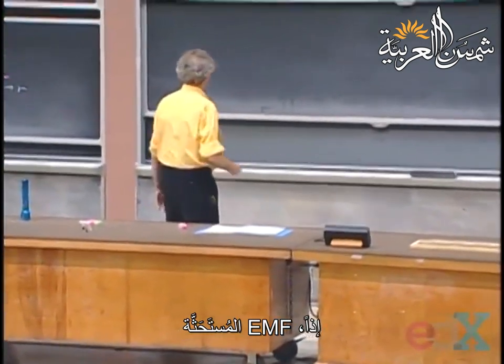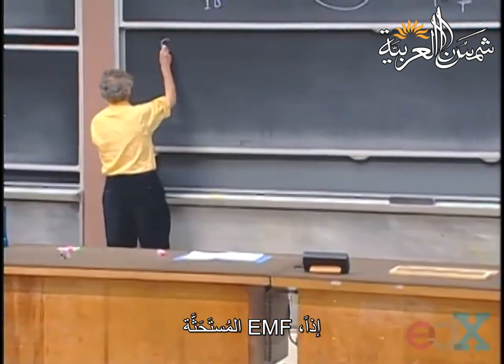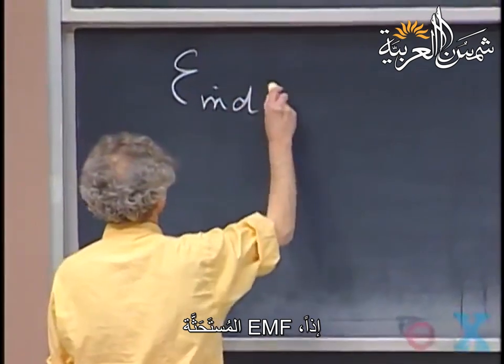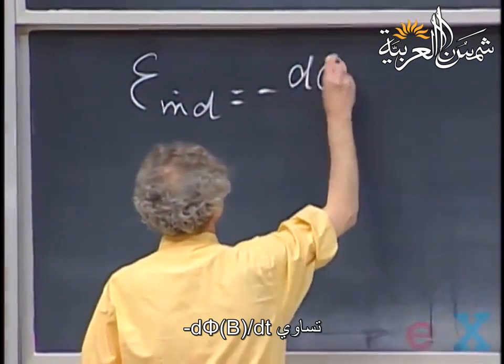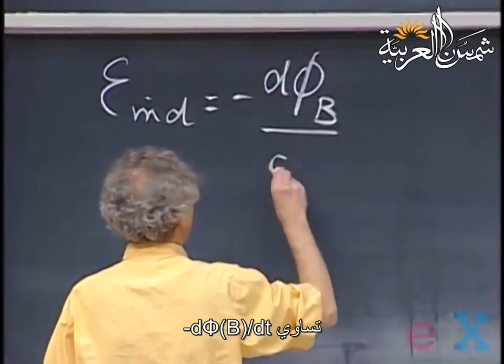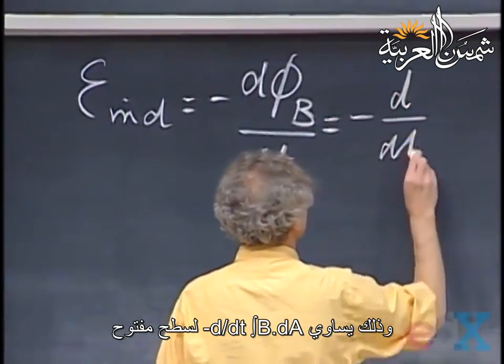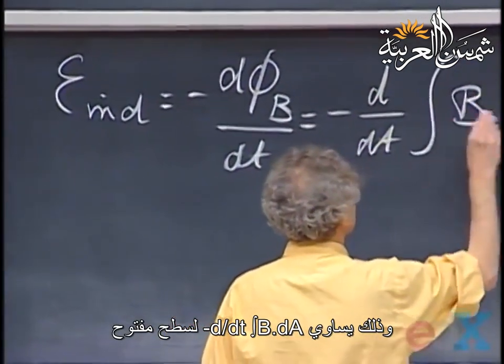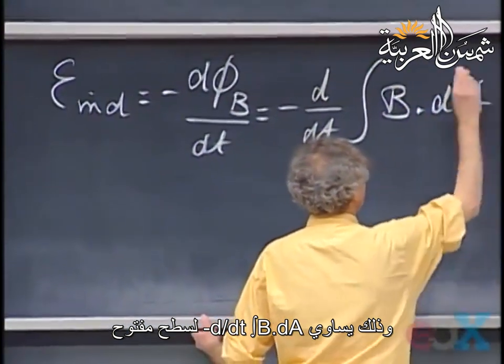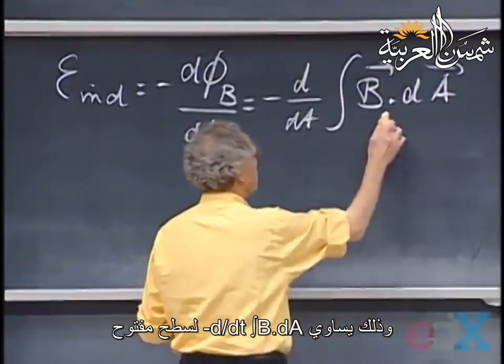So the EMF induced equals minus d phi dt, which is minus d/dt of the integral of B dot dA over the open surface.